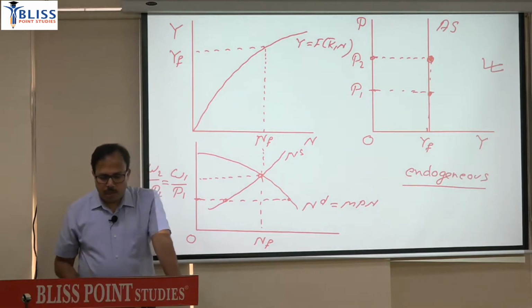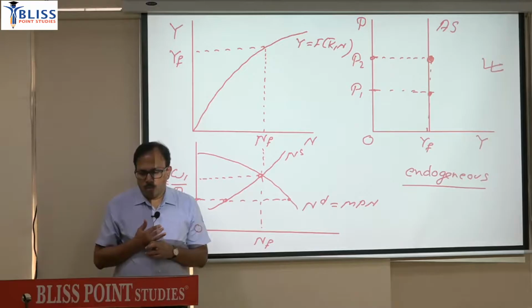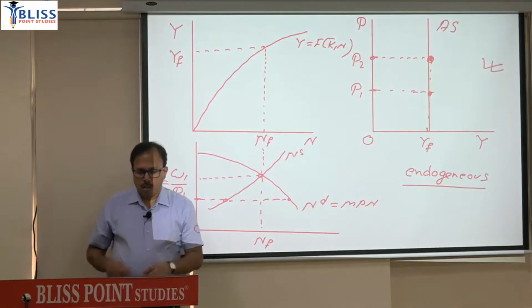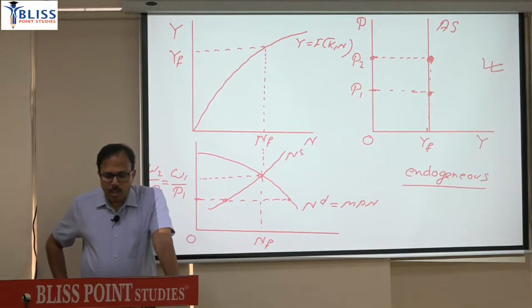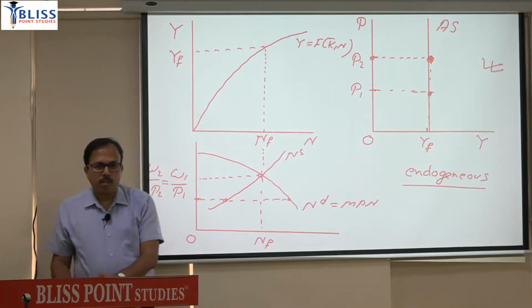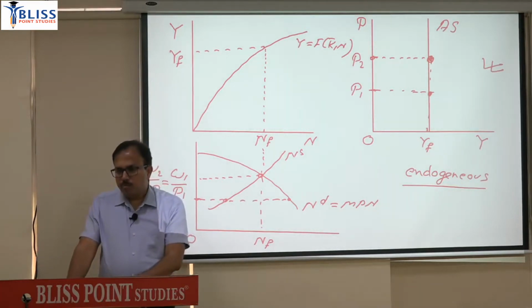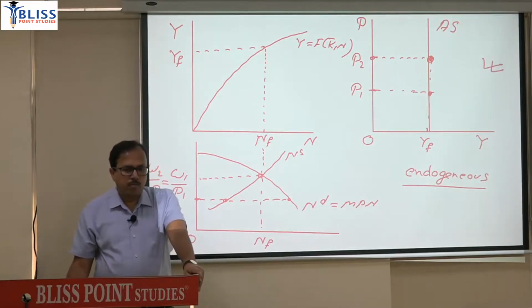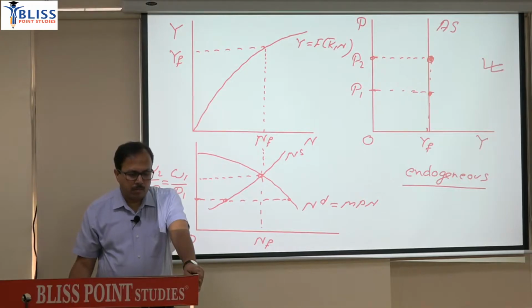Therefore, the production function, labor demand, labor supply, and the equilibrium condition of the labor market determine output, employment, and real wage.